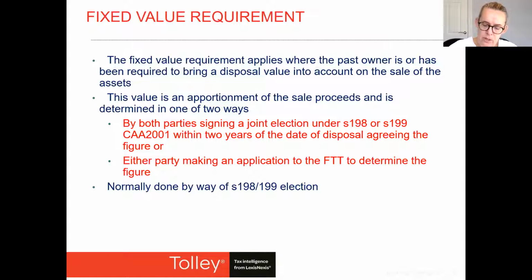The maximum amount that you can put on a Section 198 election is going to be the cost that was paid by the original purchaser. So for the person who's now selling the asset, the maximum amount will be what they paid for it, because the maximum amount that would ever go into their disposal proceeds from a capital allowances perspective is going to be the cost to themselves. And what we're effectively doing is mirroring the purchase price for the purchaser with the disposal proceeds for the vendor.